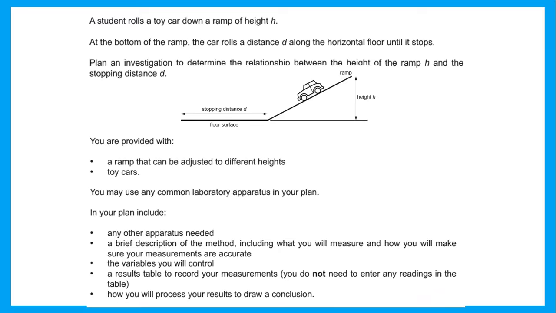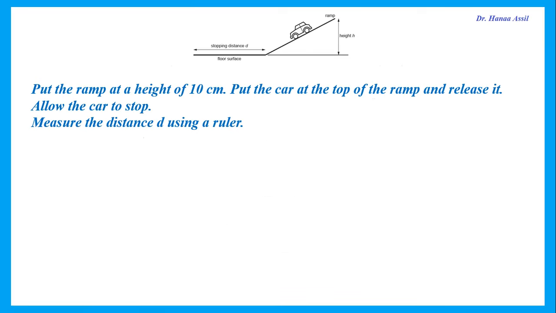Then, another question. A student rolls a toy car down a ramp of height h. At the bottom of the ramp, the car rolls a distance d along the horizontal floor until it stops. Plan an investigation to determine the relationship between the height of the ramp and the stopping distance, which is the distance the car rolls along the floor. You are provided with a ramp that can be adjusted, toy cars, and basically the same instructions. So what can we do?